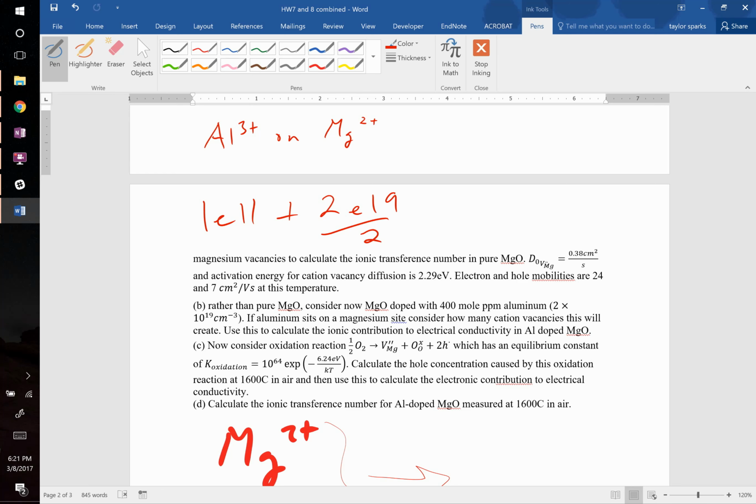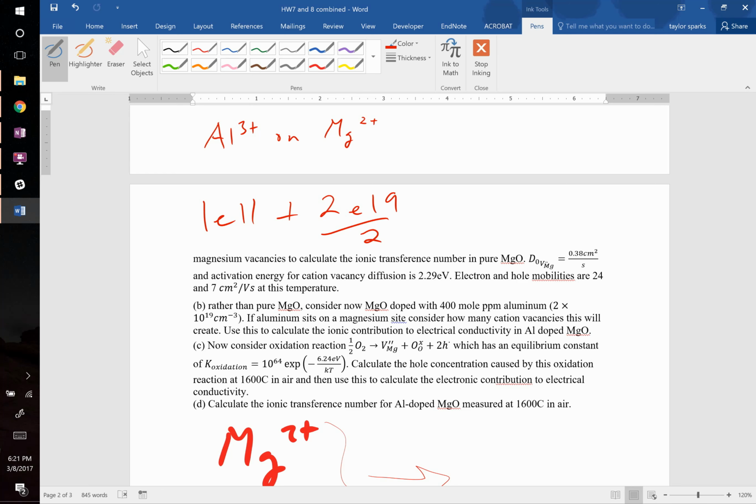You're going to take away some negative. If you took away negative, what would become more positive? It's already positive. Okay, let's see. Aluminum is 3+. You're putting it on a magnesium site, so it's extra positive. Oh, I'm sorry, this is not oxygen. It's going to create magnesium vacancies, which is what we're talking about with magnesium diffusion anyway. I was just talking about oxygen vacancies. I messed that one up.